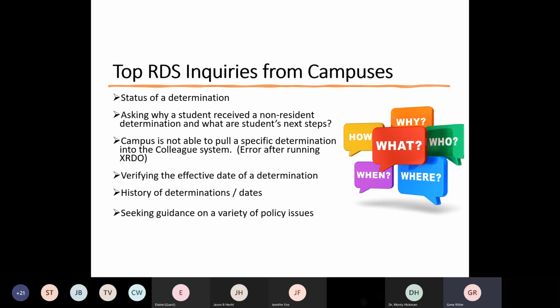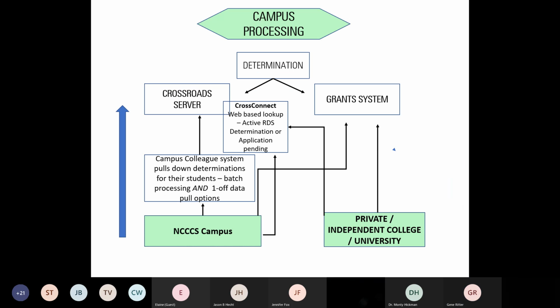Another call is having problems pulling it into the Colleague system. You're running it and you get an error message. Most of the time it's on the Colleague system, but they'll probably refer to me because RDS is not familiar with all the systems. Of course, UNCs use different systems, and the private universities use different ones. So I can usually help troubleshoot that. Then there's verifying the effective date, looking at the history, and seeking guidance on a variety of policy issues, especially campus exceptions. Those are probably going to come to me. Those get a little complicated. Those are the typical calls we get.